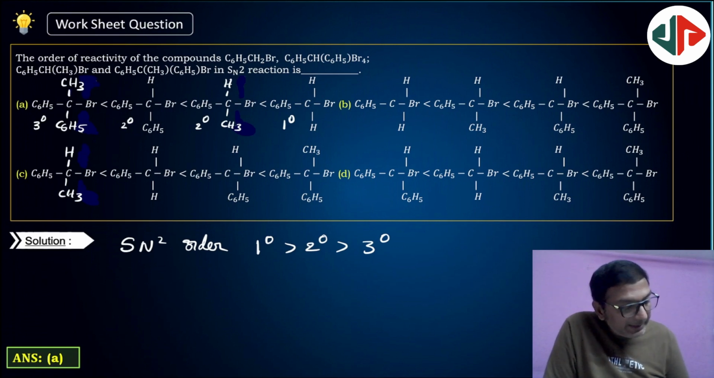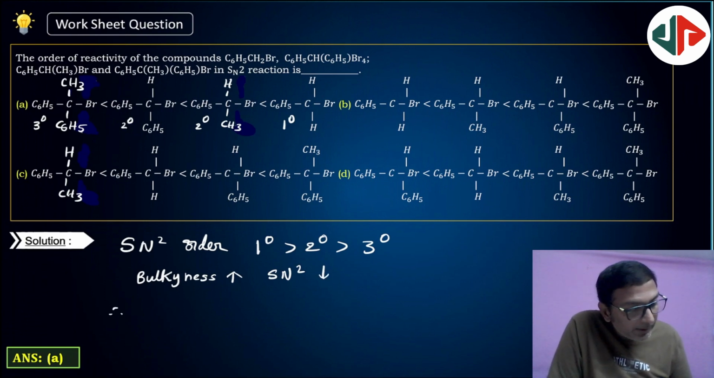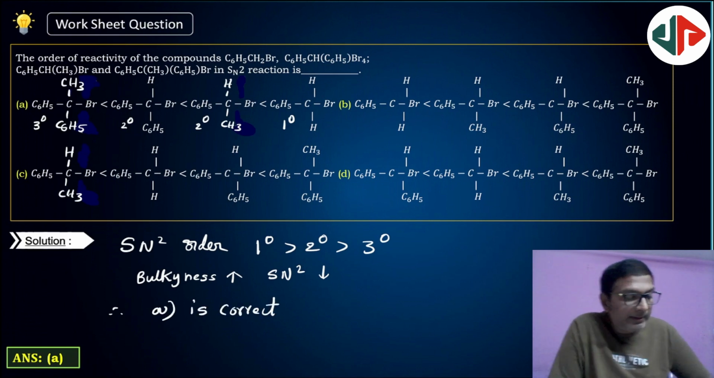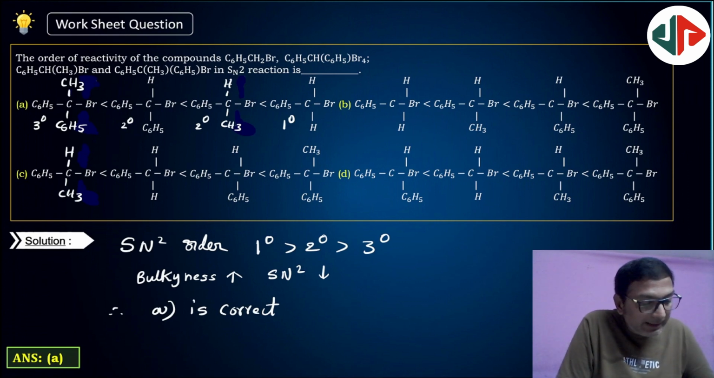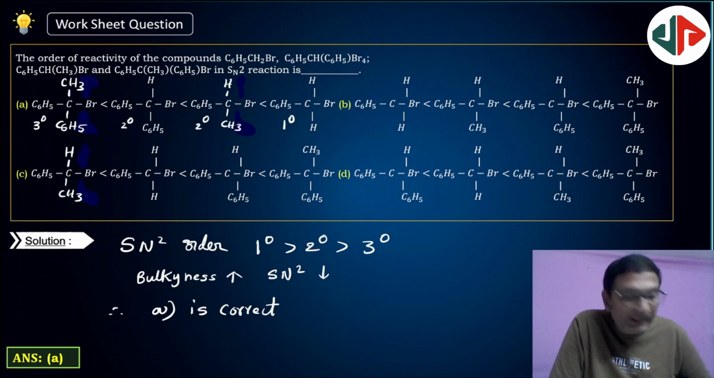So as the bulkiness increases, SN2 decreases. Therefore, option A is correct. Check once. First primary, next secondary, of which two types are there. Secondary with methyl group, a less bulky group. Next secondary with phenyl group, a bulky group. Next tertiary. So option A is correct.